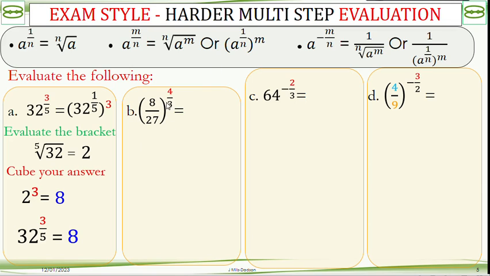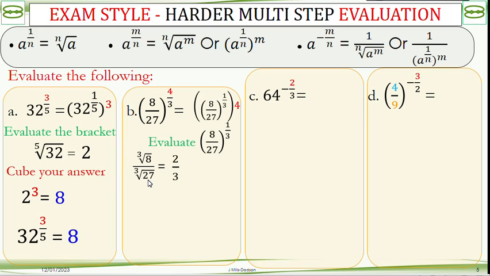The same way, we're going to find the cube root of 8 divided by cube root of 27, and the final answer, we raise it to the power 4. Then work it out. So let's work out what is in the bracket first. Cube root of 8 divided by cube root of 27.